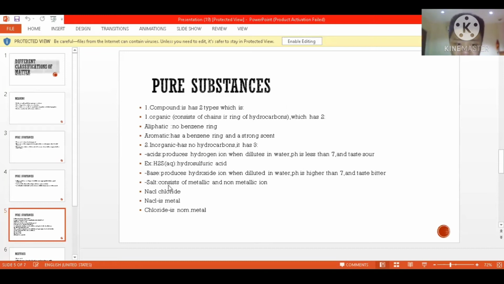The third is salt, which consists of a metallic and a non-metallic ion. For example, sodium fluoride. Sodium is a metal, the fluoride is a non-metal. So for salt, basically you just need to find a metallic and a non-metallic ion, and it's already called a salt.